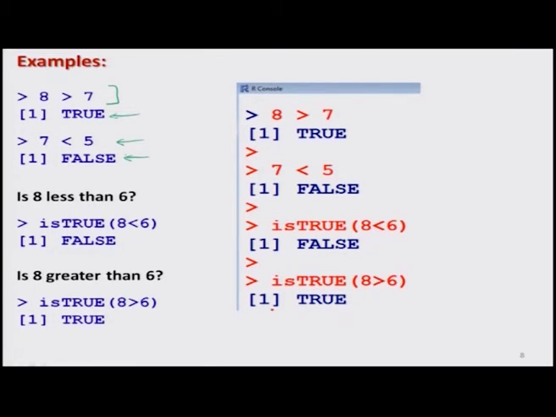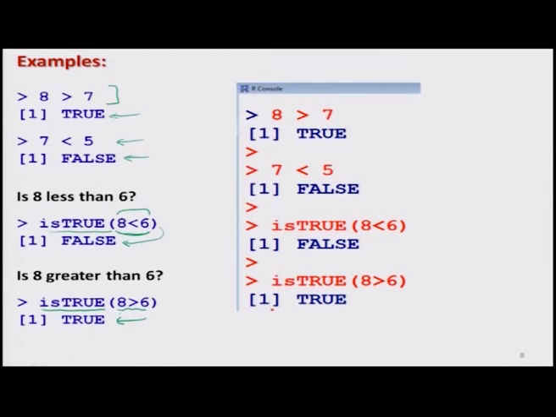And similarly, if I want to see whether 8 is less than 6 is true or false, I write isTRUE, and inside the bracket I write this statement, 8 less than 6. The answer will come out to be FALSE. And similarly, if I want to check whether 8 is greater than 6 or not, I write isTRUE, 8 greater than 6, and as soon as I enter, I get the answer TRUE. Yes, it is correct.